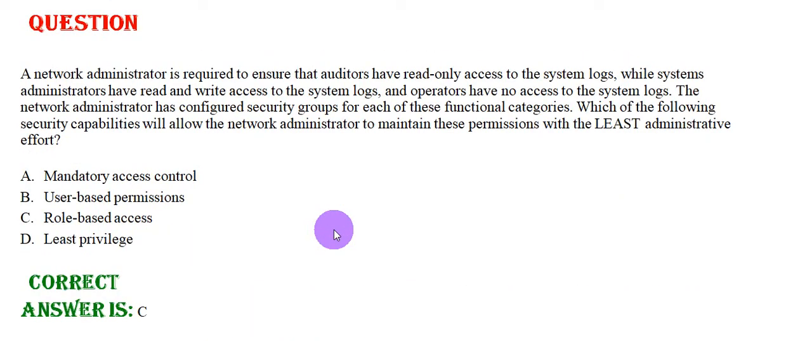A network administrator is required to ensure that auditors have read-only access to the system logs, while system administrators have read-write access to the system logs, and operators have no access to the system logs. The network administrator has configured security groups for each of these functional categories. Which of the following security capabilities will allow the network administrator to maintain these permissions with the least administrative effort? Option A, mandatory access control. Option B, user-based permissions. Option C, role-based access. And option D, least privilege. The correct answer is option C.